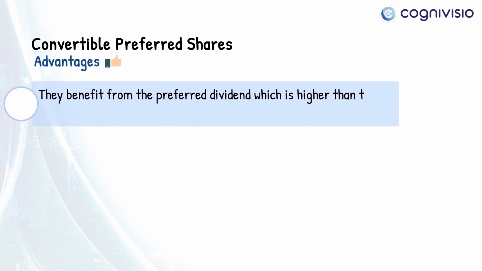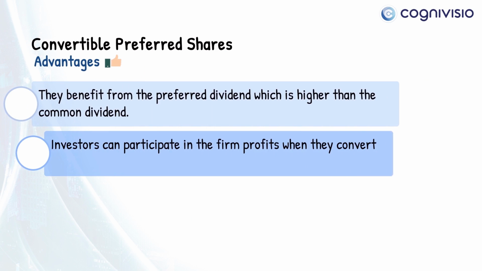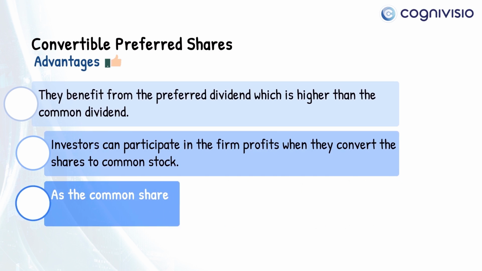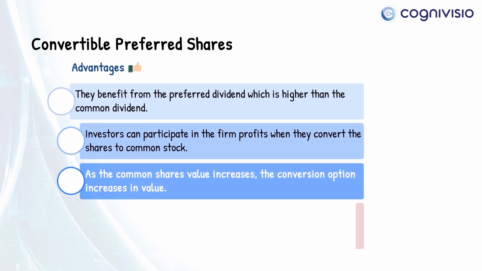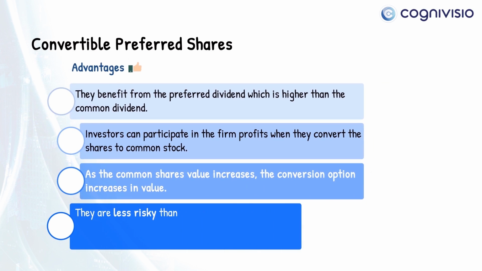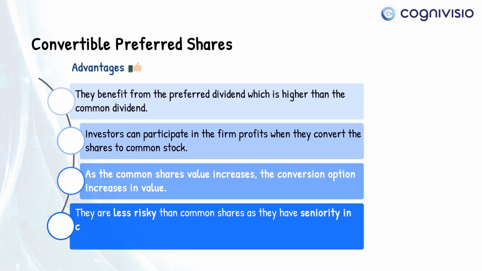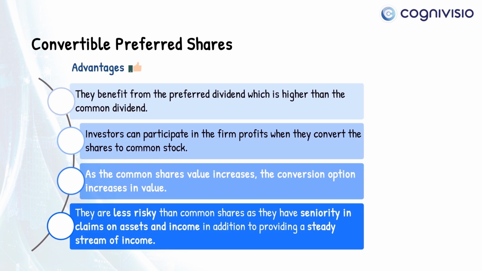They benefit from the preferred dividend, which is higher than the common dividend. Investors can participate in the firm profits when they convert the shares to common stock. As the common shares value increases, the conversion option increases in value. Preferred shares are less risky than common shares as they have seniority in claims on assets and income in addition to providing a steady stream of income.